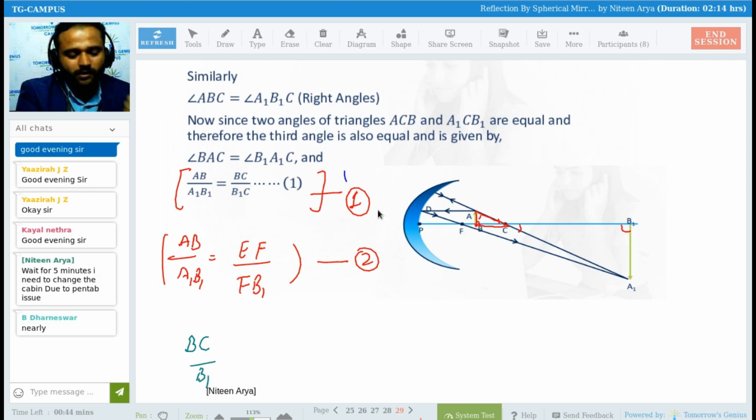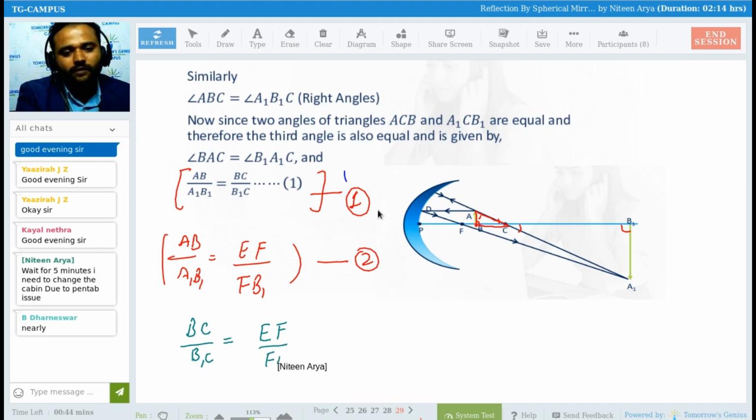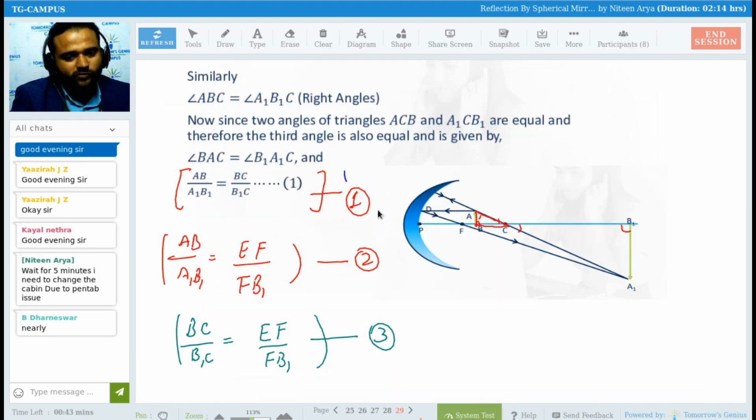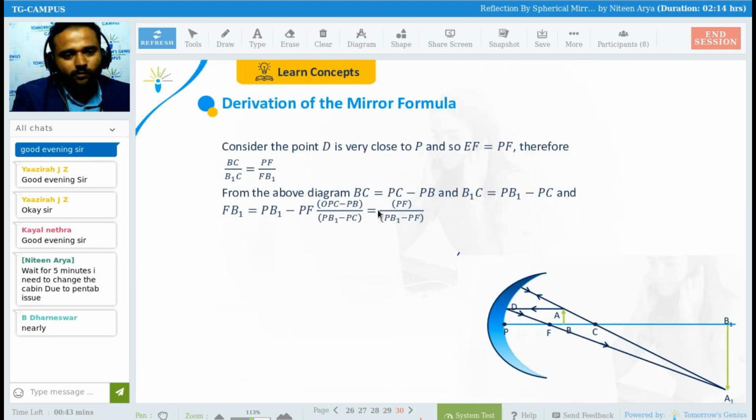Now combining these both equations, equation 1 and 2, BC upon B1C equals what? EF upon FB1. Clear? This is my equation number 3. Now is it clear, everyone? Is this clear with everyone? Okay. So this is the derivation; till now we have learned this.